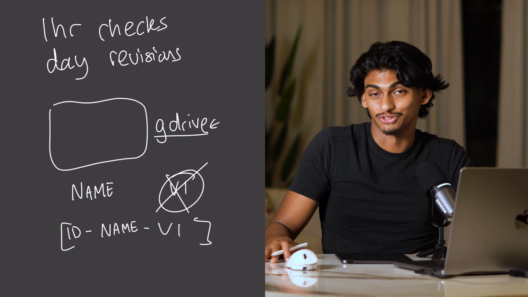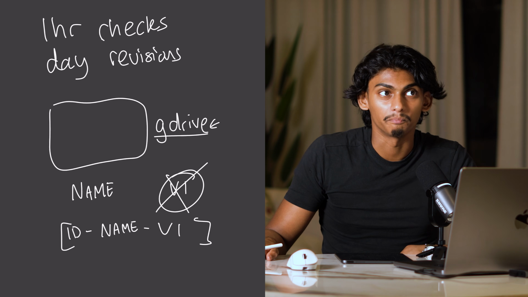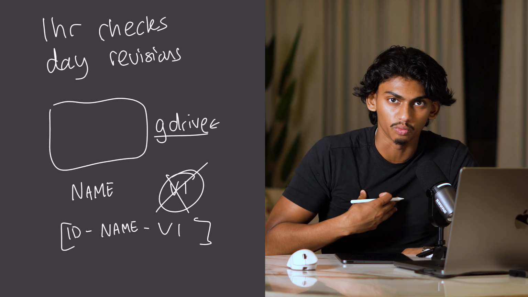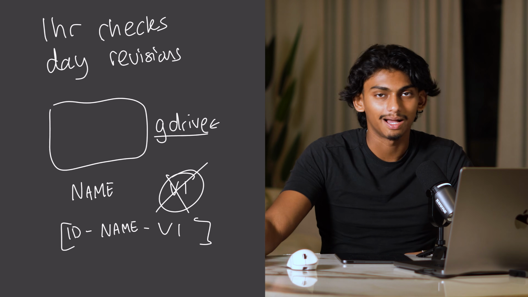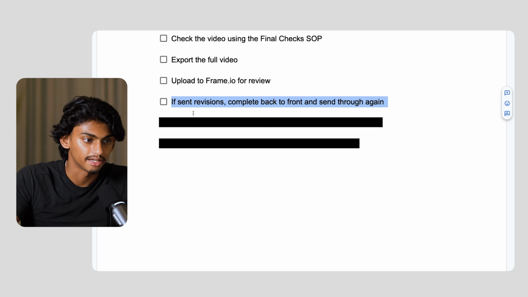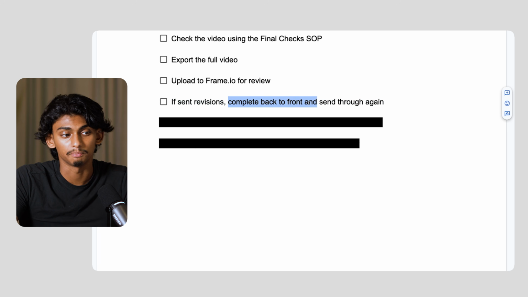So what I always do is I literally just always name the video final. I'll still keep the old video, and in my own file explorer, I'll name it V1, V2, whatever. But when I'm sending it, I'm going to name it final because it prompts them to want to make it the final one. Next, if they have sent revisions, complete them back to front.